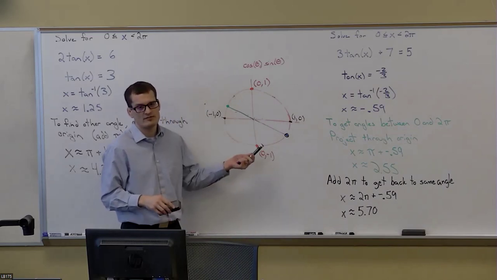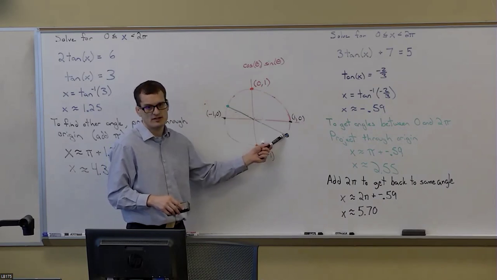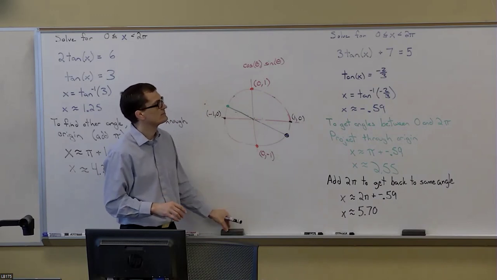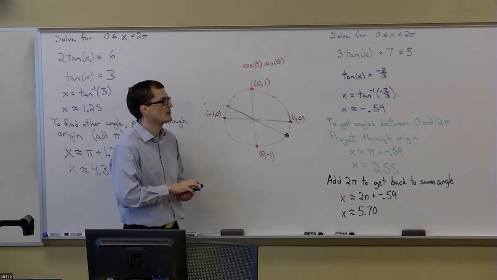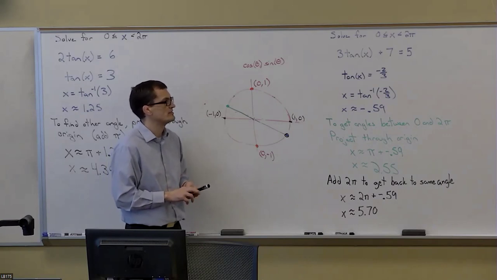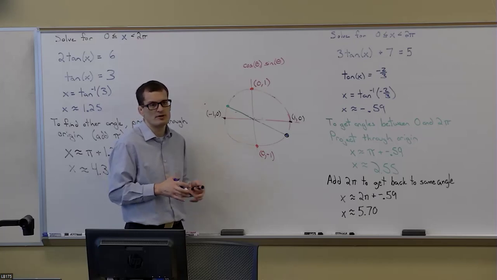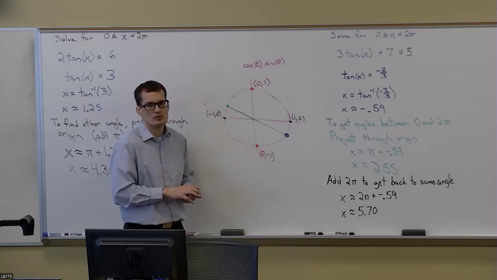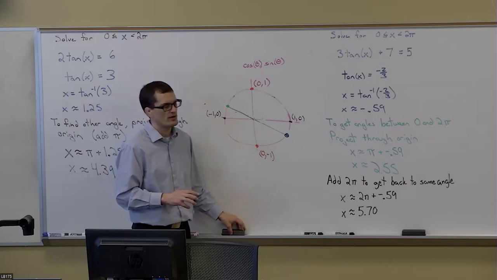So if you get a negative value and I want a positive value, you just add 2 pi. Okay, all right with that? So again, we've done a lot of cosine, sine, tangents, and basically it's sine of this angle is equal to a number, cosine of this angle is equal to a number, tangent of this angle is equal to a number once I isolate the trig function. Okay.